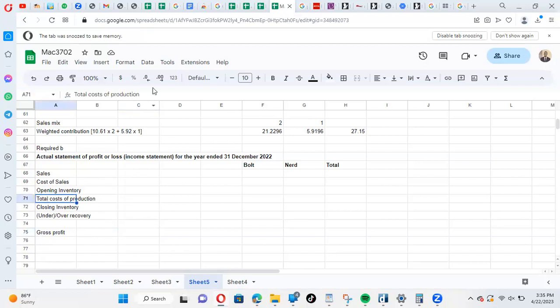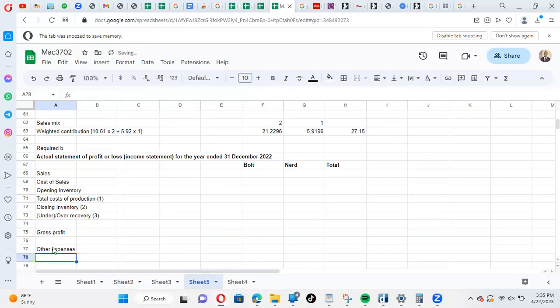Our total cost of production, let's put this in working or calculation 1. We do a calculation on that, and then our closing inventory we can do in calculation number 2. So we are going to be strategic in our workings. And then this one we'll put in calculation number 3: over and under recovery. And then from there, other expenses.